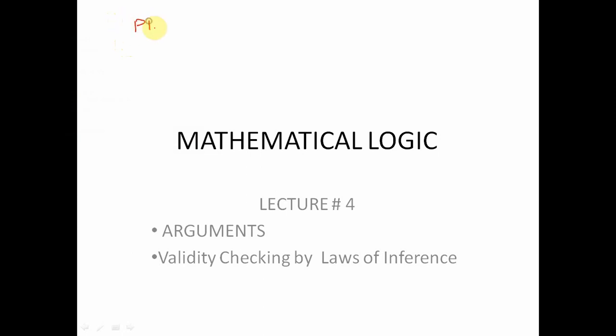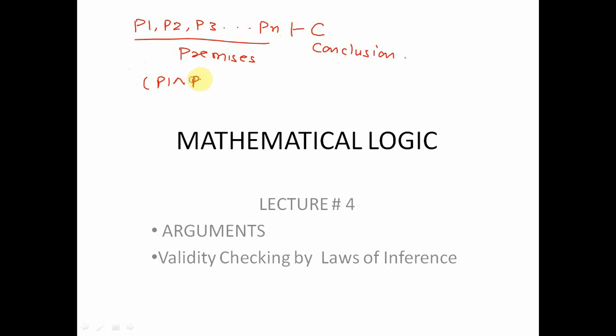by P1, P2, P3 up to, let us say, Pn. These are the propositions which are called the premises, and they are followed by a symbol, and the proposition following this symbol is called the conclusion. So this is an argument, and the argument is considered to be valid if P1 conjunction P2 conjunction P3 conjunction Pn implies C is a tautology.